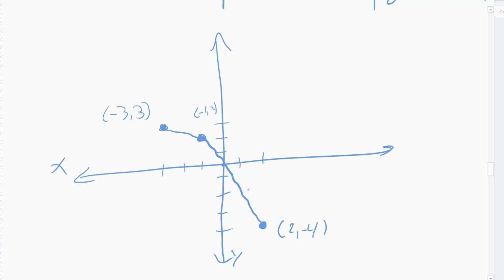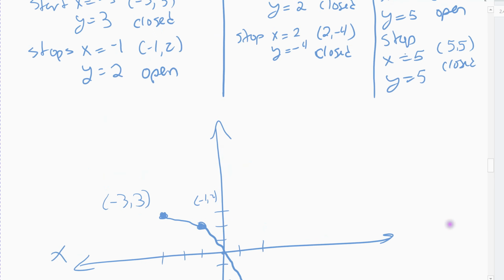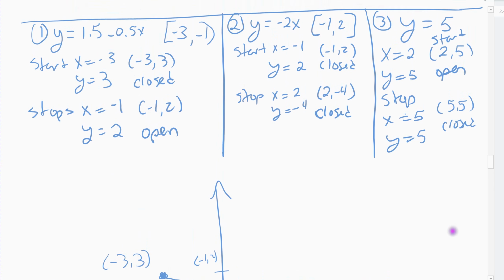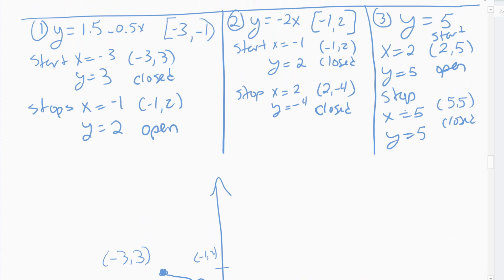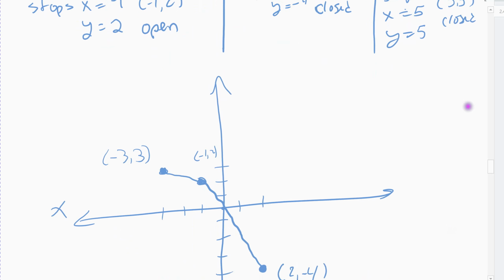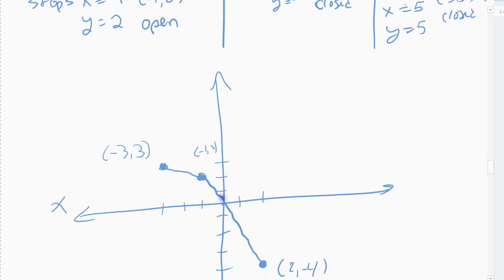And so the first two pieces are continuous, right? Because one stopped and the other started right where it stopped. Alright, the last piece is the horizontal line y equals 5 between 2 and 5. So I start at 2, 5, and that's open, closed at 5, 5. So 1, 2, 3, 4, 5. So 2, 5, open, 5, 5, closed. And so it's that piece.